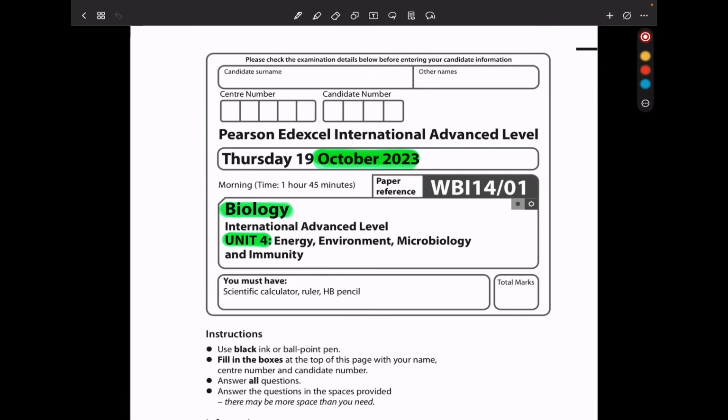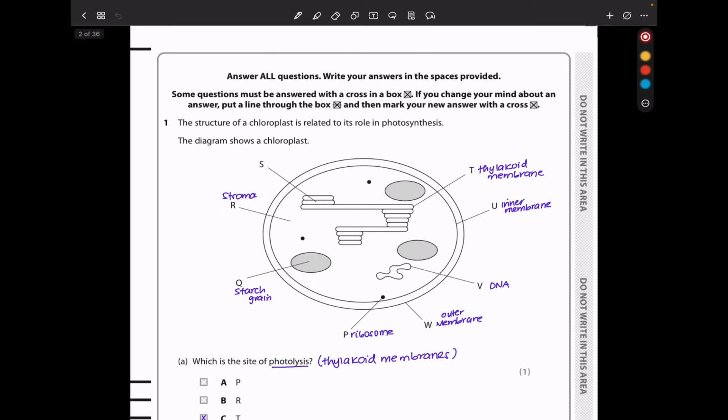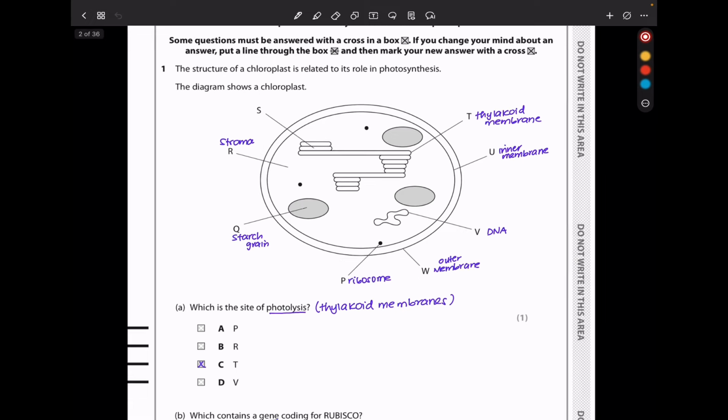Today we are doing the Pearson Edexcel International A-Level Biology Unit 4 for October 2023. Let's begin with the first question. In question 1, the structure of a chloroplast is related to its role in photosynthesis. The diagram shows a chloroplast.